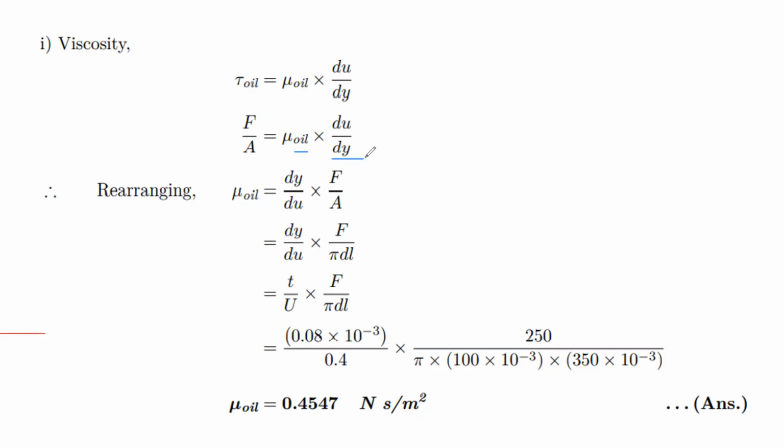Now I'll rearrange this equation. I'll take this one towards the left. Mu oil is equal to this. When you take it to the left side, this will become dy by du into F by A. So dy is nothing but distance, the distance between the shaft and sleeve, that is nothing but thickness of the oil, t. du is nothing but the velocity U. And force I'll keep as F, and area I will take as pi d l. Why this pi d l? Now you see that this is the shaft. I am drawing a figure here.